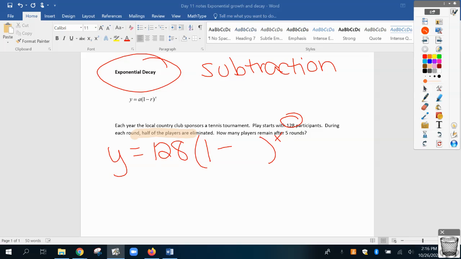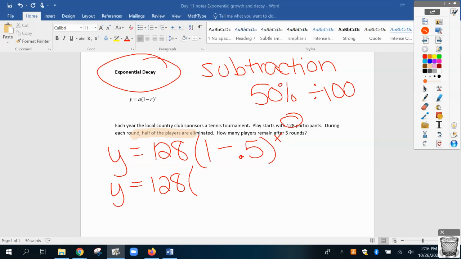So what percent is going to tell us half of something? We should have picked 50%. 50% is telling us half of something. So if we want 50% as a decimal, we're going to divide 50 by 100, which will give us 0.5. What equation would be equivalent to this? We should have picked y equals 128 times 1 minus 0.5, which is 0.5, to the x.